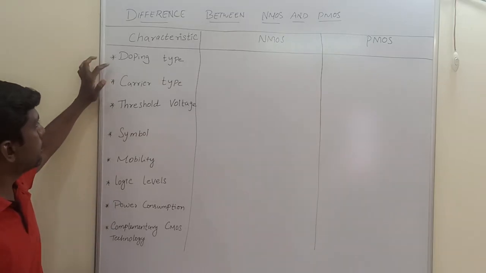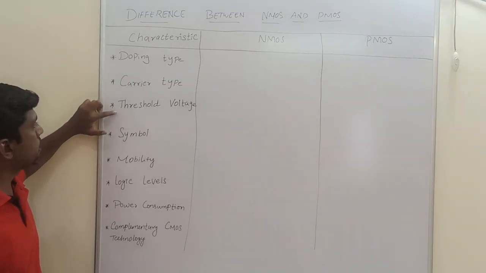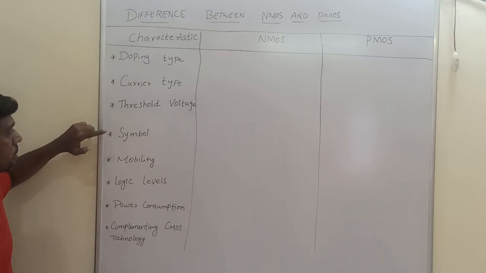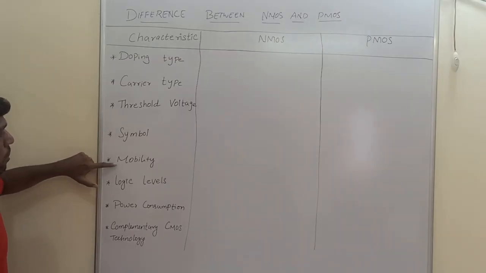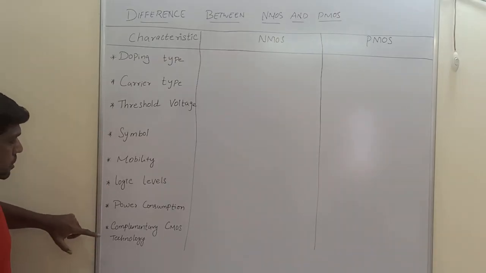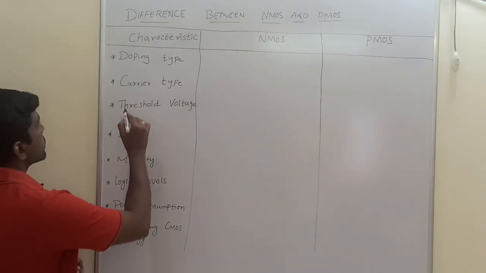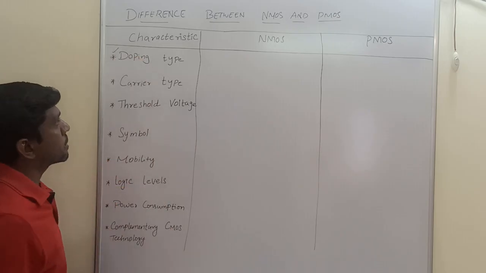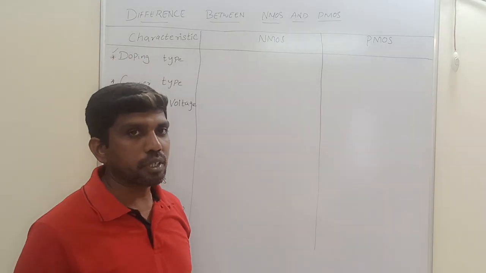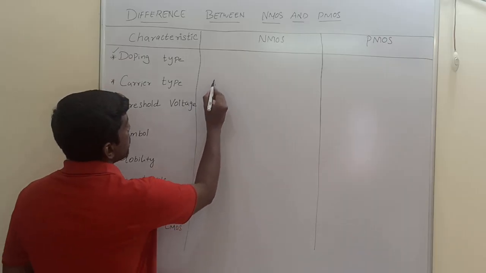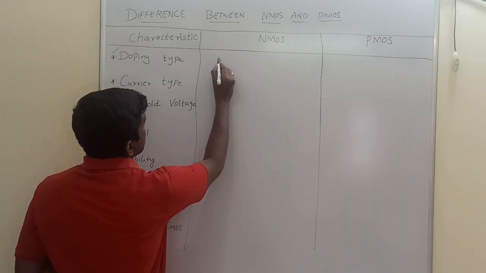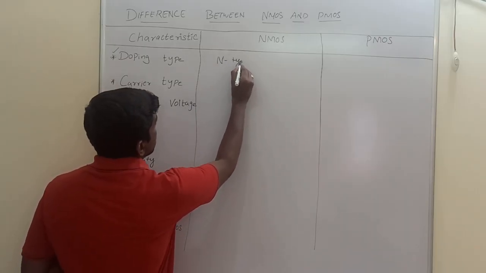First one is doping type, carrier type, threshold voltage of an NMOS transistor and PMOS transistor, symbolic representation, mobility, logic levels, power consumption and complementary CMOS technology. So first characteristic, what is the doping type of NMOS transistor and PMOS transistor? The doping type of NMOS transistor is N-type semiconducting material.